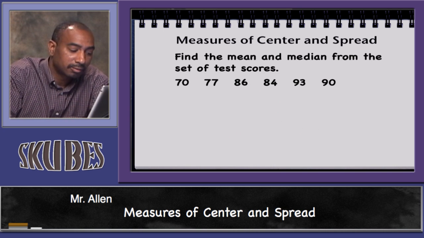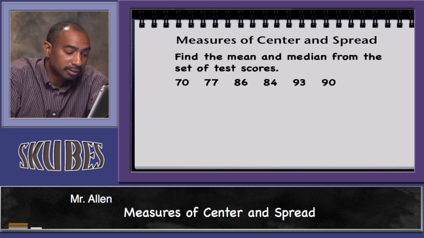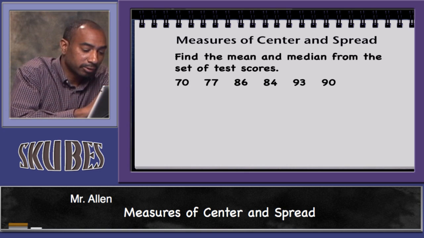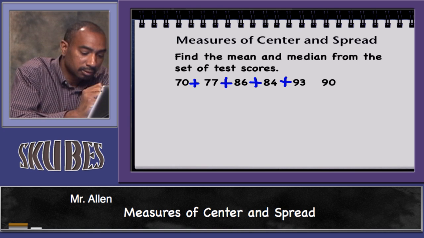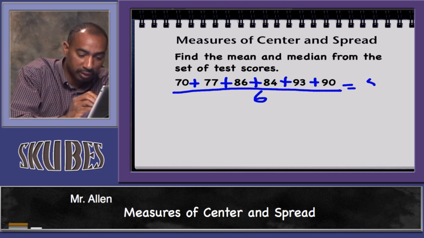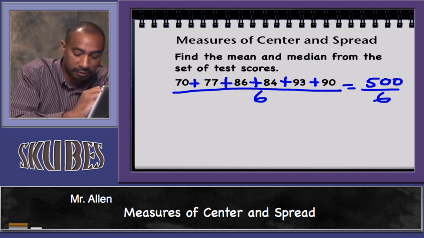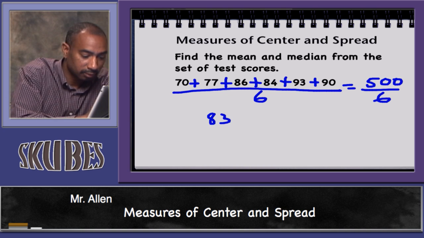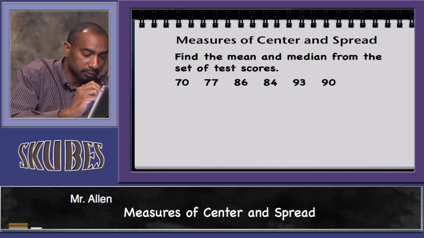All right, find the mean and median from the set of test scores. Now we have 70, 77, 86, 84, 93, 90. Again, for the mean, you're just going to add up all these scores. And we have a set of 6 test scores, so you're going to divide that by 6. The sum is 500. You're dividing that by 6, and if you do that, you're going to wind up with 83. So we can say that the mean is 83.